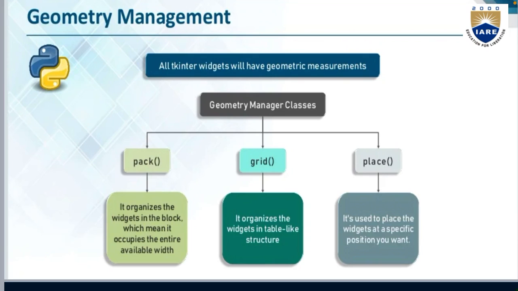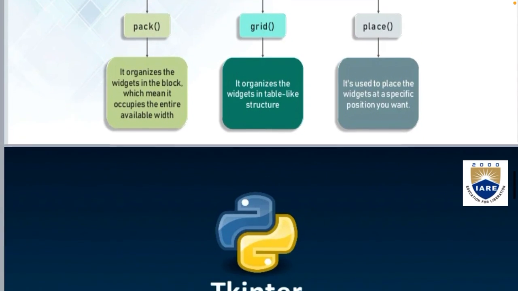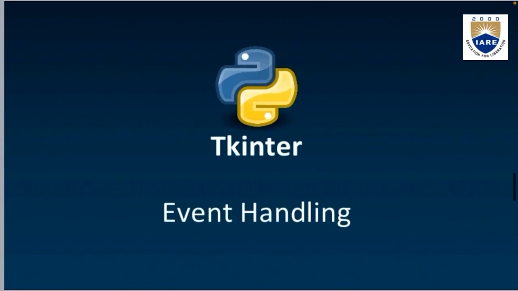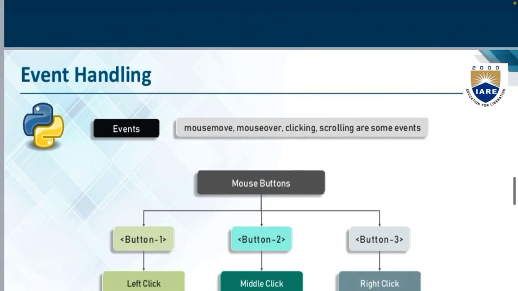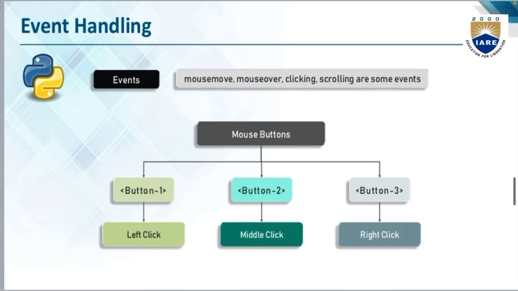If you use pack, it will add by default from top to bottom. If you use the grid method, it will add in cells, like we can specify the position, that is row is equal to, column is equal to, like that. And next, event handling in techtalk. Events: mouse move, mouse over, clicking, scrolling, and some other events. Mouse buttons: button 1, button 2, button 3, left click, right click, and middle click, etc.